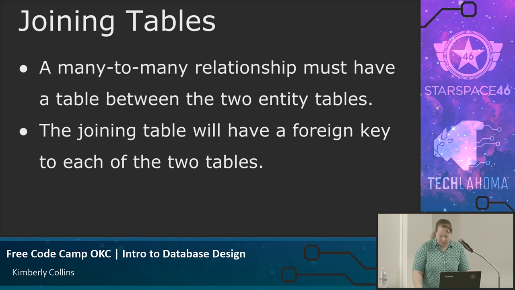So joining tables, that's where I think it gets a little bit confusing if you're not used to these things. But the many-to-many relationships have to have a table between the two entity tables. So in the case of students and classes, we will have a table in between them called enrollment. Just like in our diagram, we had two boxes, one for students, one for classes, and we had to have a box in between them representing this relationship. That's going to be an actual table in the database. And that joining table will have a foreign key back to both of the two entity tables.